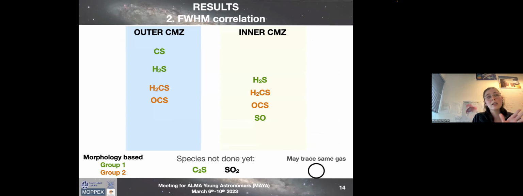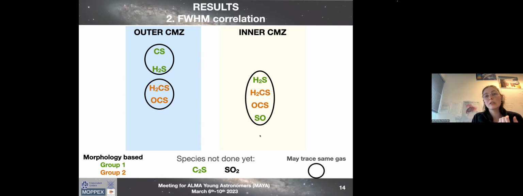So summarizing, in the outer CMZ, we found correlation between CS and H2S, which were actually in the same group, based on the morphology, if you remember. And H2CS and OCS are also well correlated, and they were also looking similar in terms of emission distribution. But in the inner CMZ, all of these species, no matter which group they belong to, are all well correlated. So it really is a hint that maybe different processes are happening in the inner and the outer part of the CMZ.